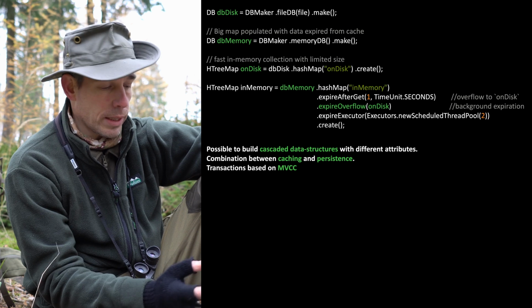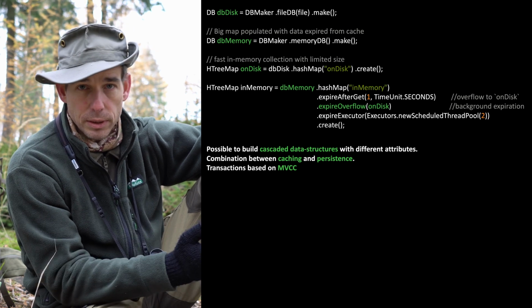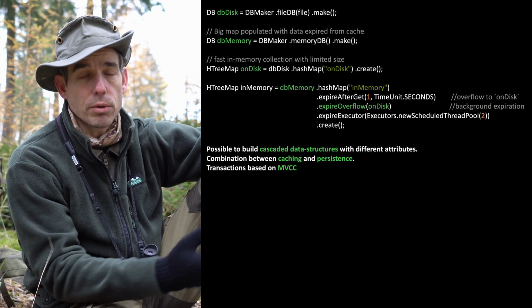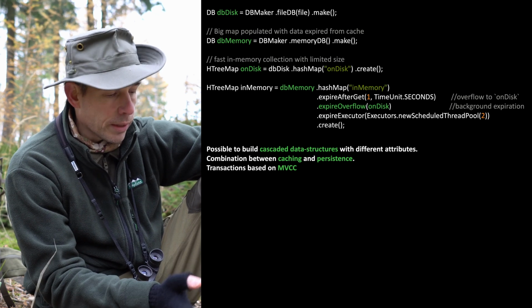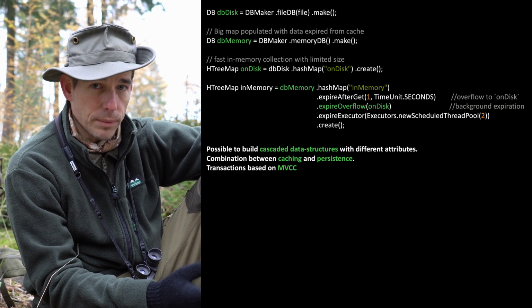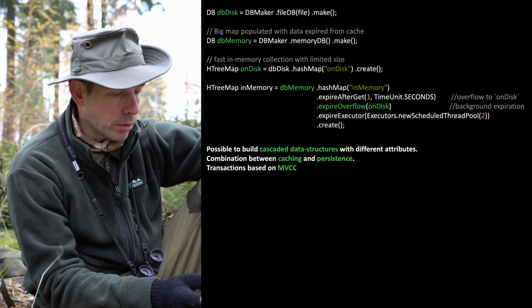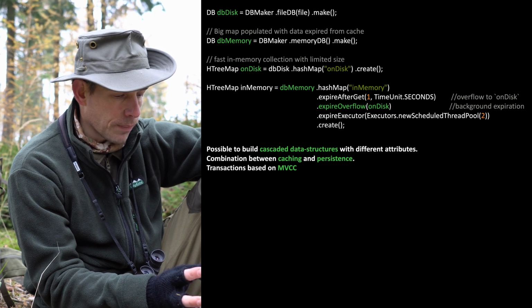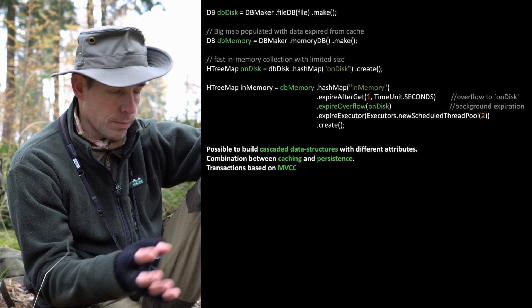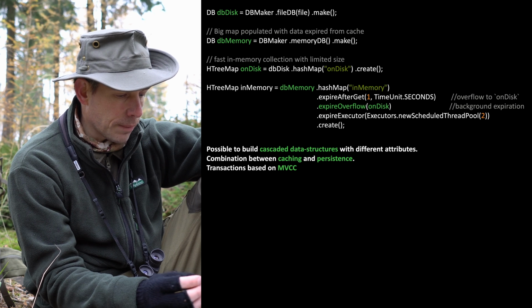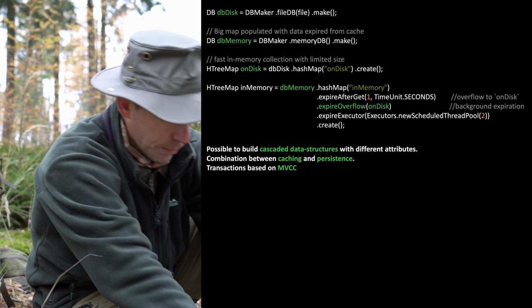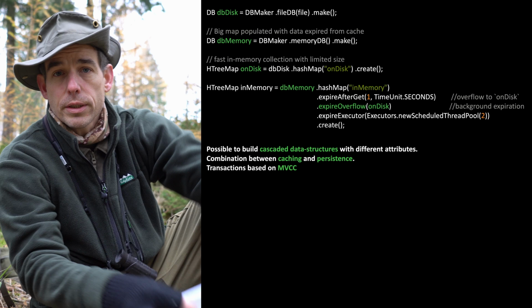So how to combine them? If you have this hash map that is persistent on disk, then you can start creating the memory solution. And here you're just going the way that you say, okay, create this hash map. And then here you have, I have to read it a little bit because it's too much source code.